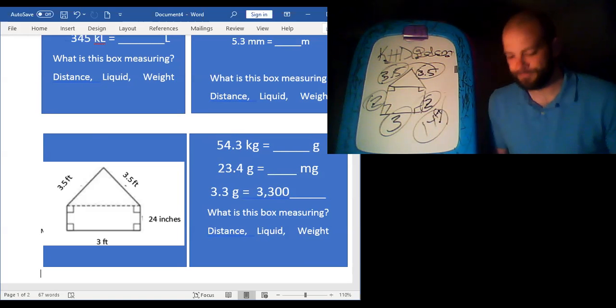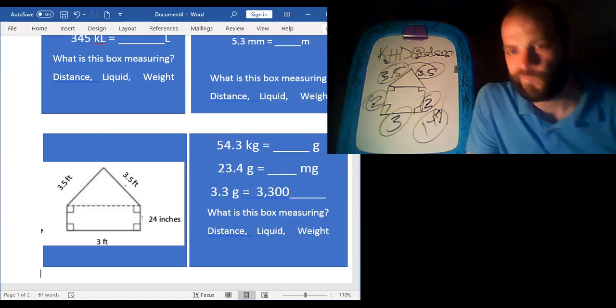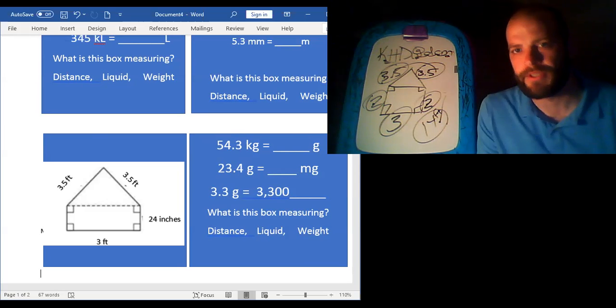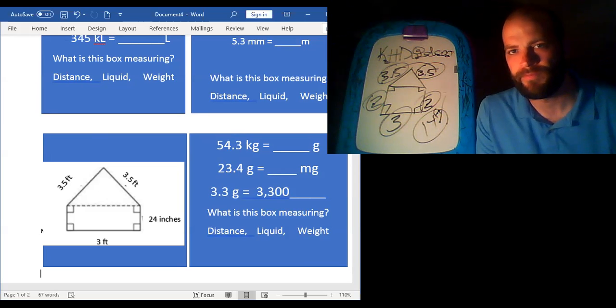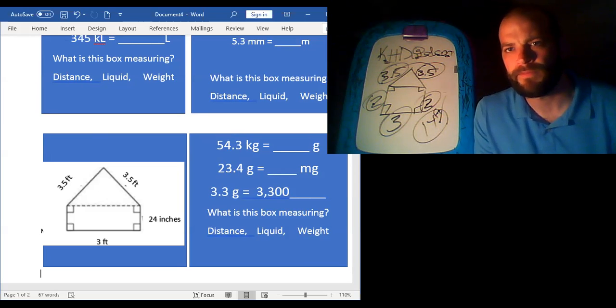Now, why couldn't a bicycle stand up on its own? Simple. It's too tired.